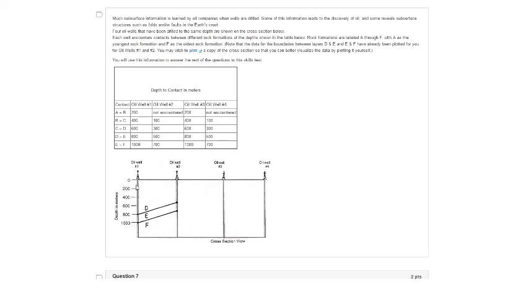Notice you know the boundary between layers D and E for oil well 2, as well as oil well 1. And then you also know the boundary between layers E and F for oil well number 1, oil well number 2. You may want to print this out and do your cross-section, fill out the rest of the cross-section according to the data here.